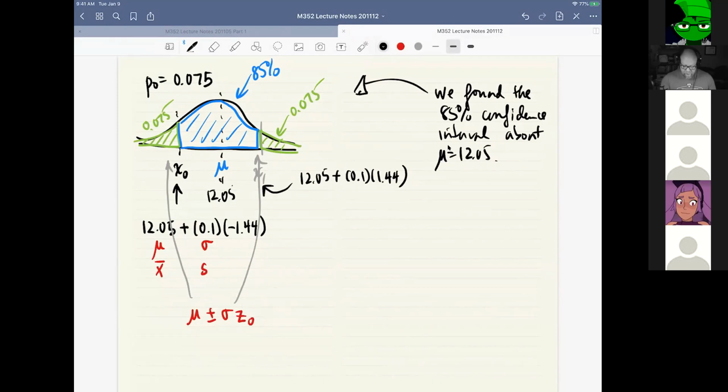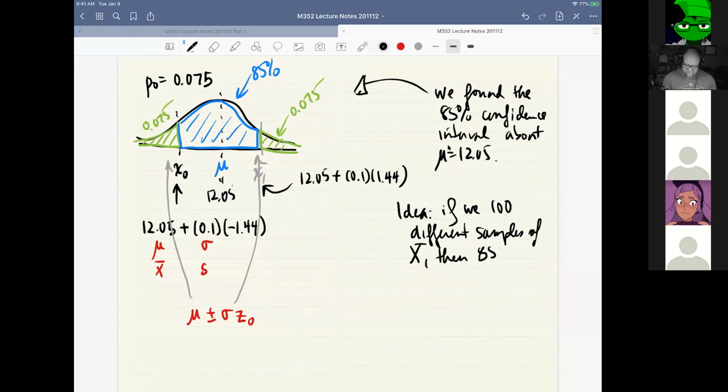That is, how do you interpret this? The idea here in this confidence interval, and I want you to hear this and understand this, because it can be applied to the main point of this section. The main point of this section has a slight twist to it, but you don't appreciate the twist unless you understand this idea. And the idea is this. If we took 100 different samples of a random variable X, then 85% of them would be in this interval.